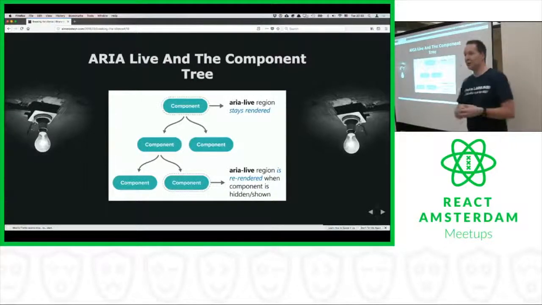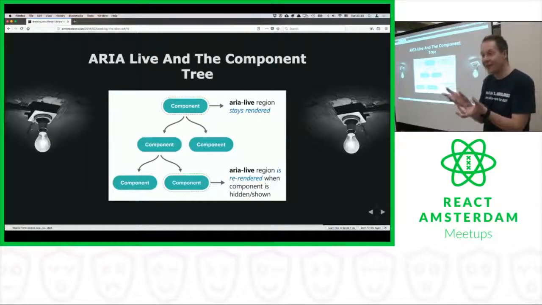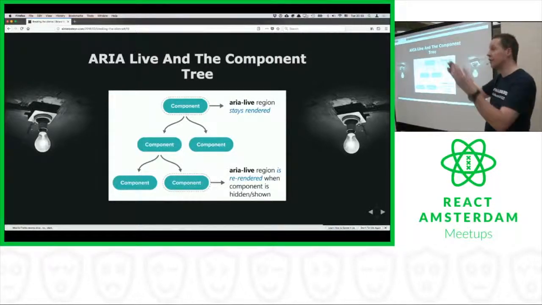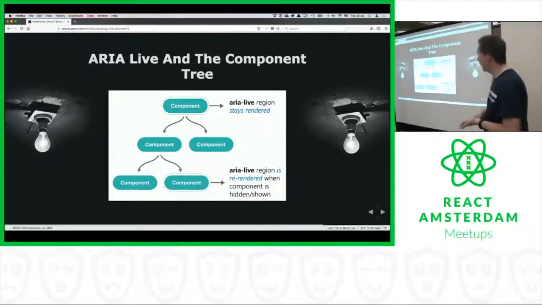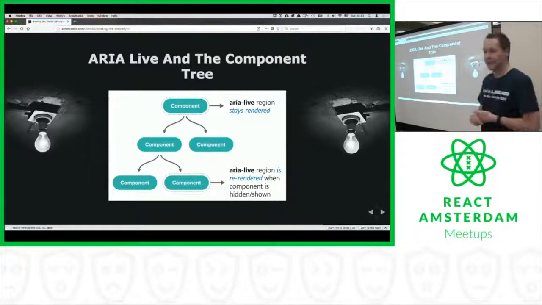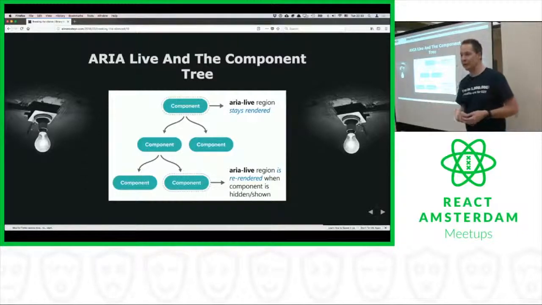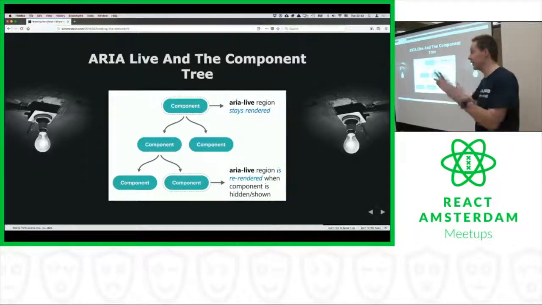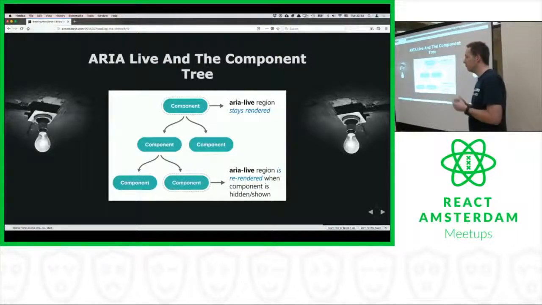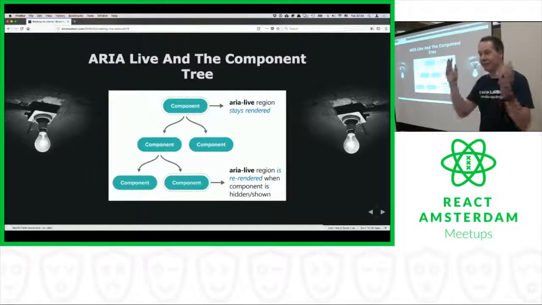So ideally, it would be nice to have one aria live region in my application that would broadcast all these messages to screen readers. And where do I want to put it so that it's most stably rendered? I vote for right at the top of the DOM or right at the top of the component tree. If I can get it in my root component, I know that it is rendered for the lifetime of my application, and the rest of my application can just send messages to it.